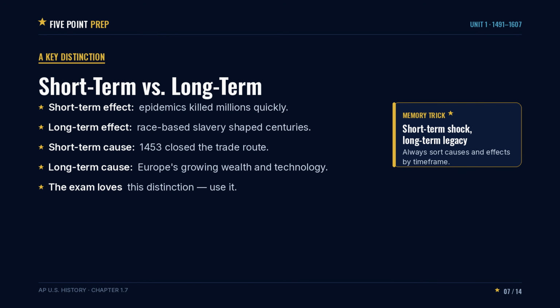Here's a distinction the exam rewards: short-term versus long-term. A short-term effect of contact was the epidemics that killed millions within decades. A long-term effect was race-based slavery and a racial hierarchy that shaped the Americas for centuries. The same works for causes. A short-term cause of exploration was the closing of the trade route in 1453, while a long-term cause was Europe's slowly growing wealth, technology, and ambition. When you write, sort your causes and effects by time frame: short-term shock, long-term legacy. It instantly makes your argument look sophisticated.